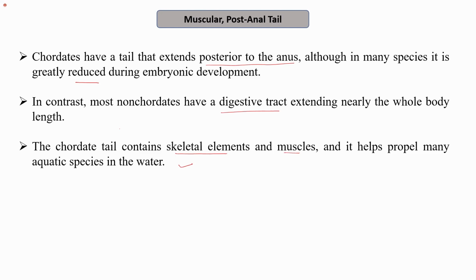But in higher chordates, for example in humans, we do not need such a function, we do not need this in swimming also, since we are mostly terrestrial. In monkeys, they might need a tail in an arboreal habitat, in order to cling themselves to the trees, but we do not need that. Therefore, in higher chordates or in humans, this tail has highly reduced, and in most of the cases, wherever the tail is present, it contains the skeletal elements and the muscles that help many vertebrates or many aquatic species to propel in the water.